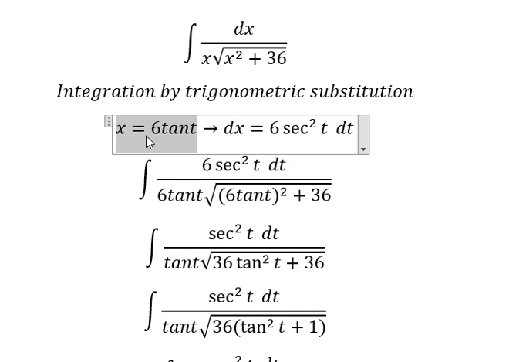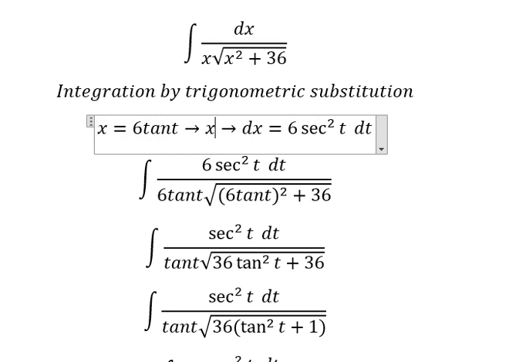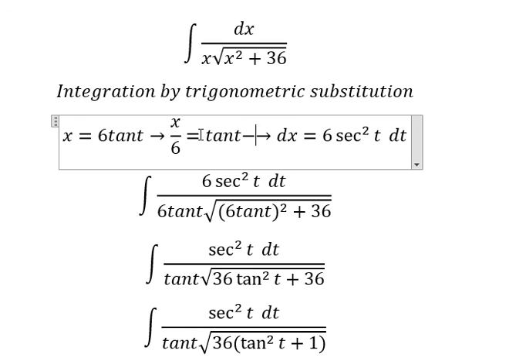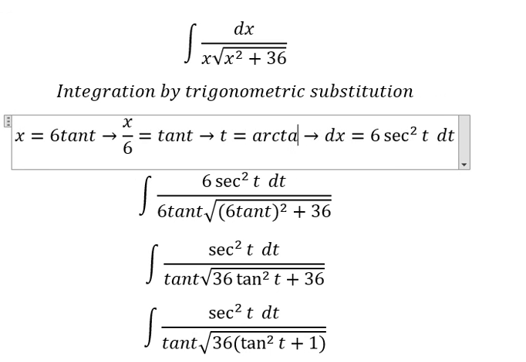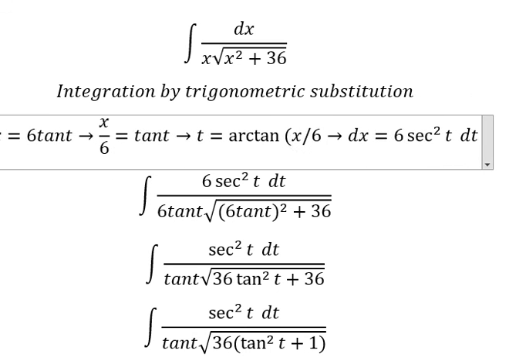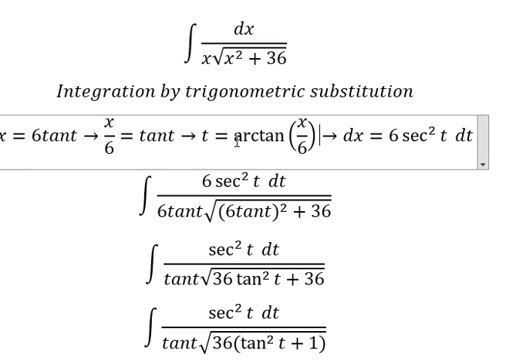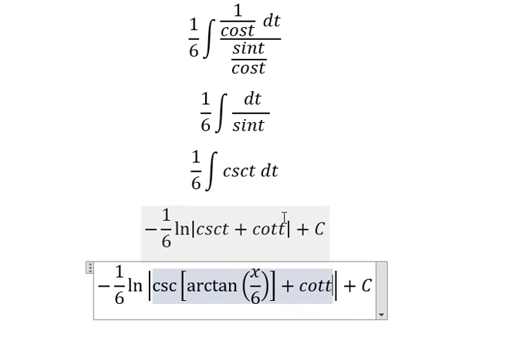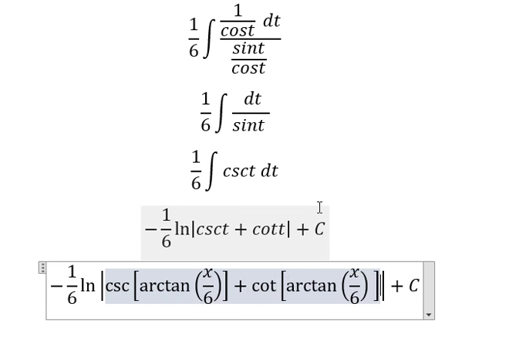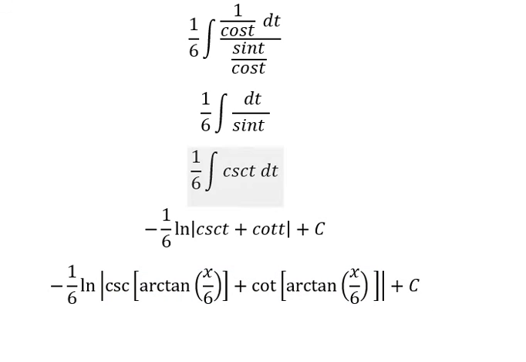So we need to divide both sides by number 6. And you get t equals arctan of s over 6. So I will put this one to change for t. And this is the final answer.